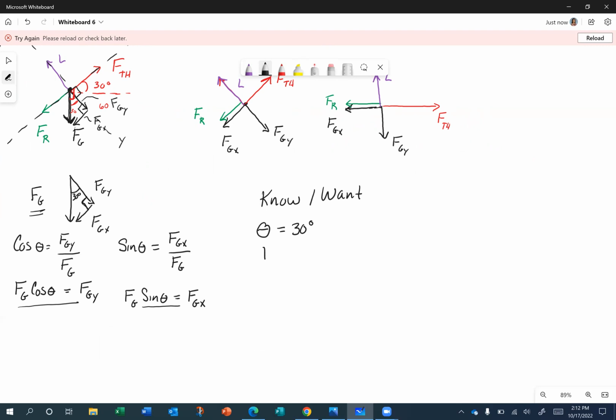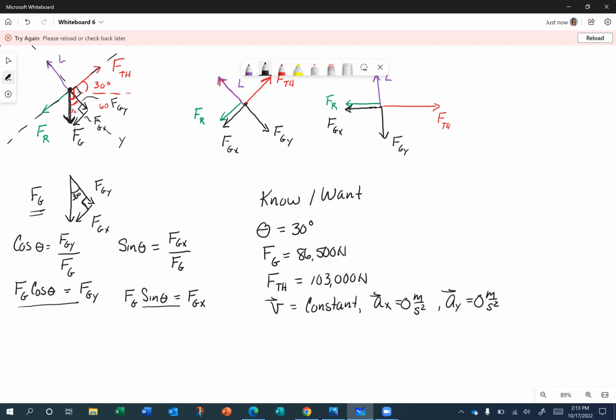We're told that the force of gravity is equal to 86,500 newtons. The thrust force is equal to 103,000 newtons. We're also told that velocity is constant. And that's important because that tells us that AX is equal to 0 and AY is equal to 0.